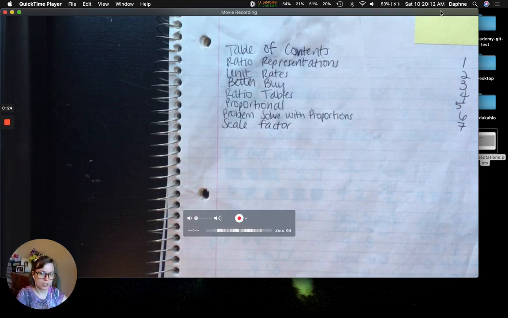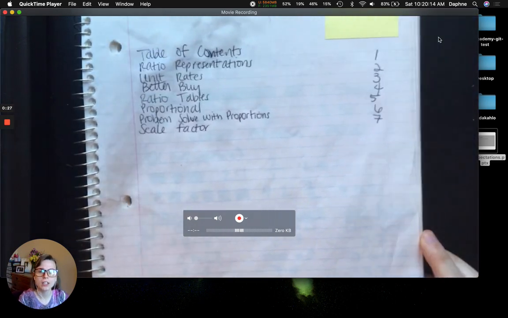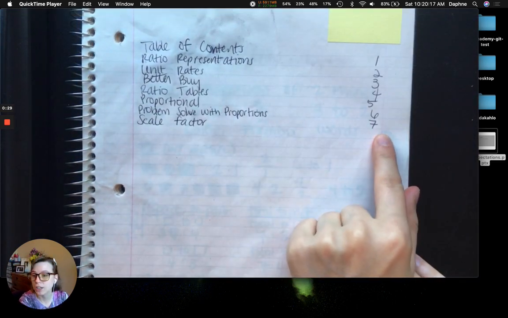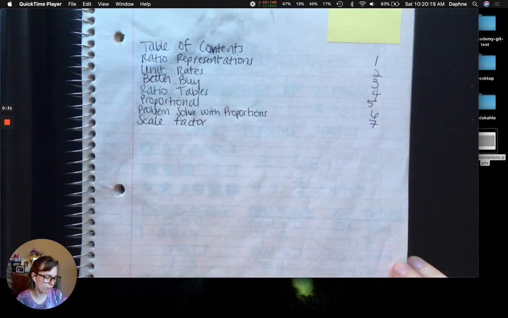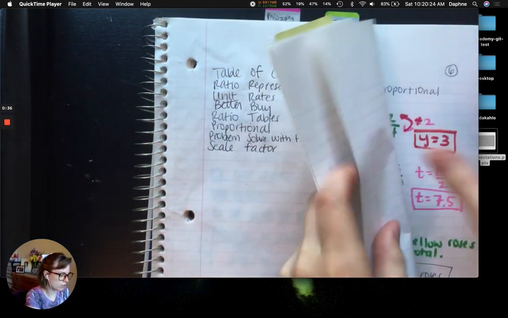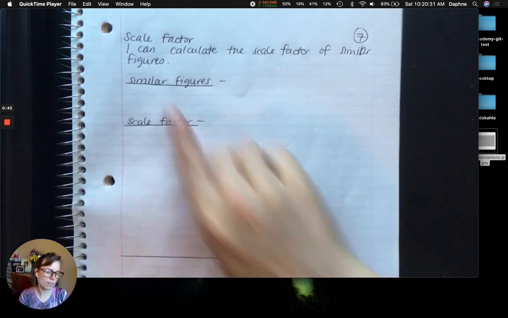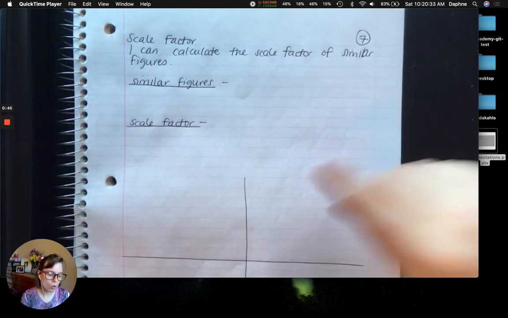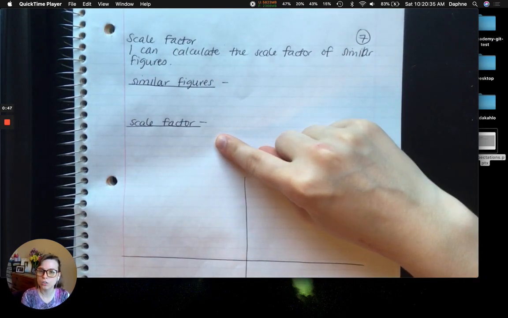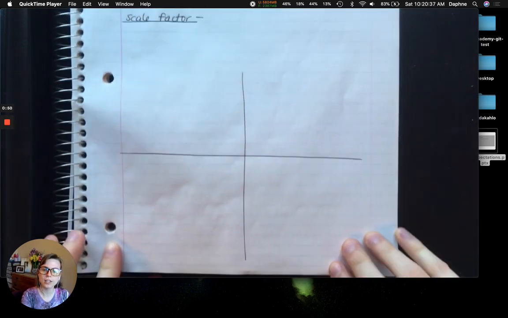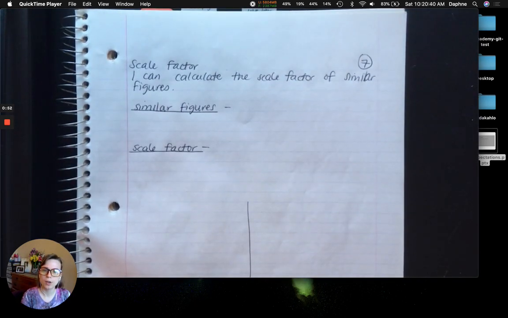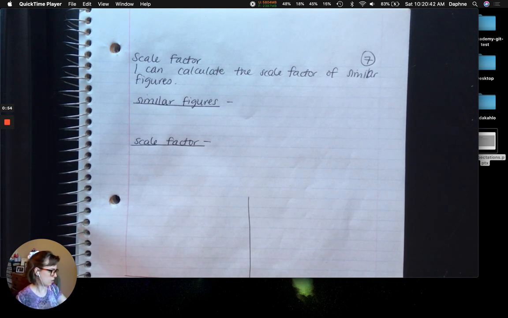So scale factor is going to be page 7 for us, or whatever page number you're on right now. So page 7 for scale factor. I figured I would make out the outline already. So on your paper, we have a title, we have the learning target. We're going to define 2 different words or terms, and then we're going to have 4 examples. So set up your paper, and we will get started.